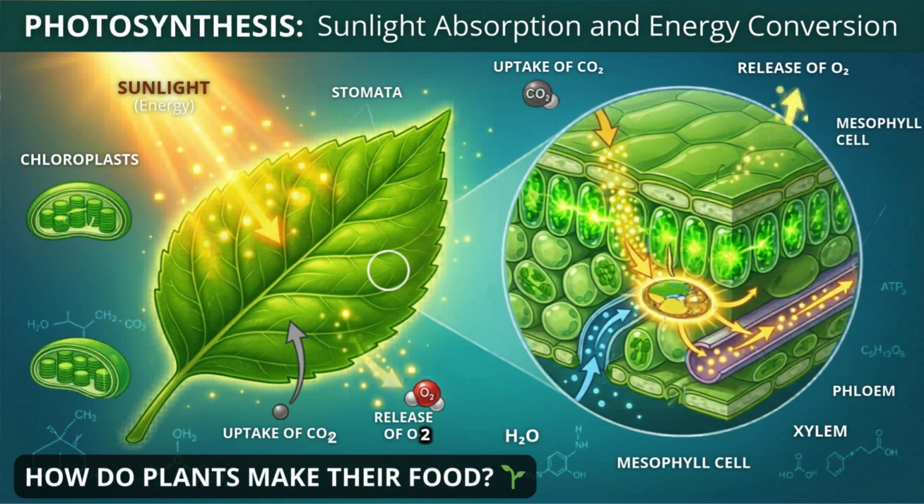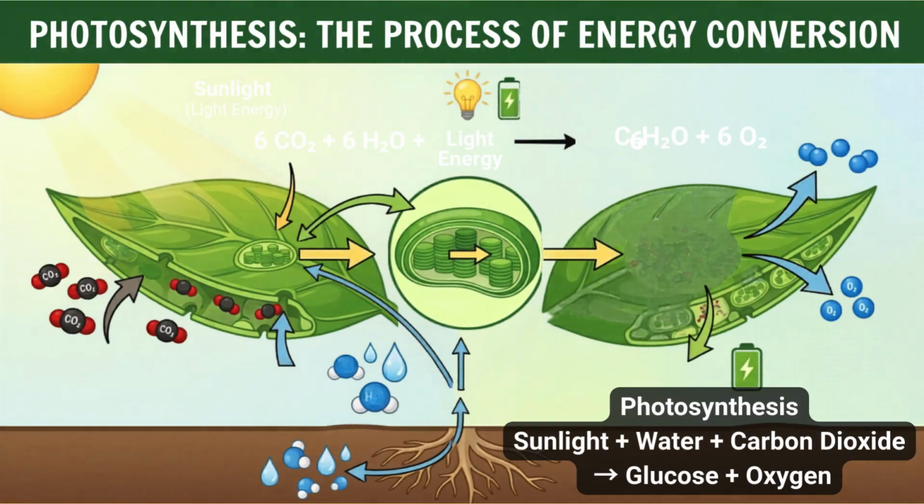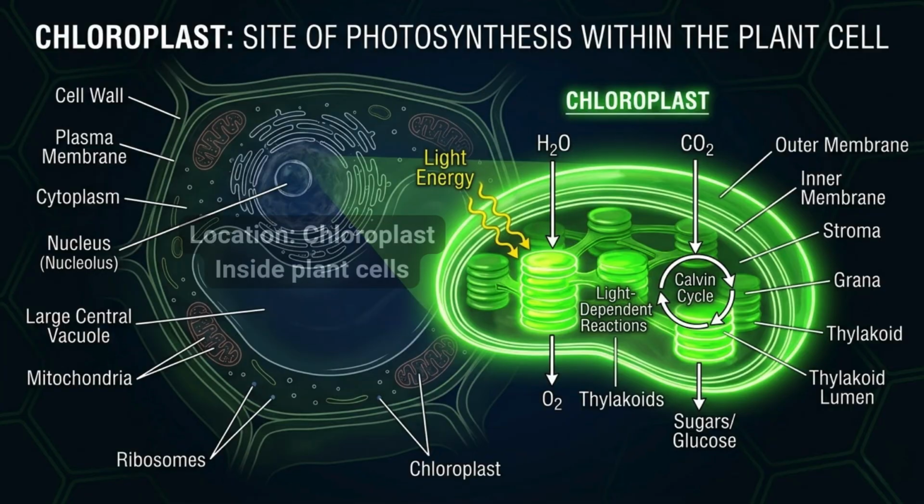Plants don't eat food like animals. Instead, they make their own food using a process called photosynthesis. Photosynthesis is the process by which plants use sunlight, water, and carbon dioxide to produce glucose and oxygen.